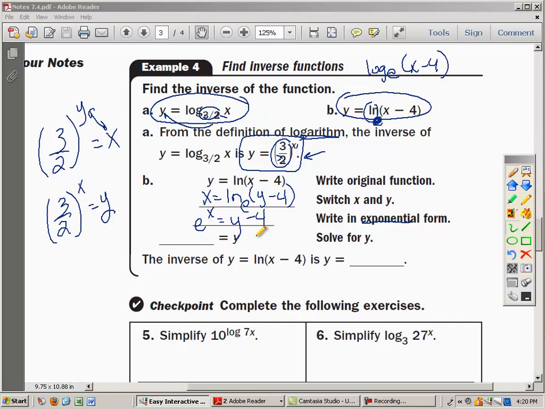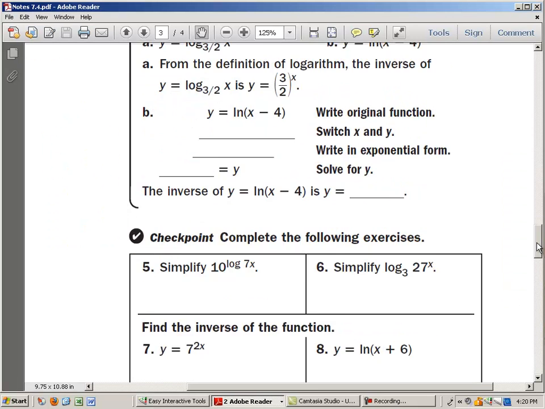Well, now to solve that for y, we just add 4 to both sides, and I get y is equal to e to the x power plus 4. So the inverse of that function is y equals e to the x plus 4. Why don't you guys try a couple here and see what we can come up with.